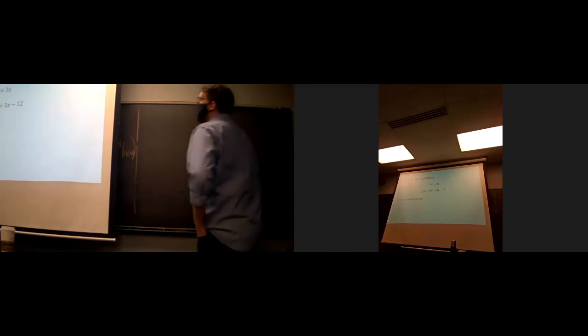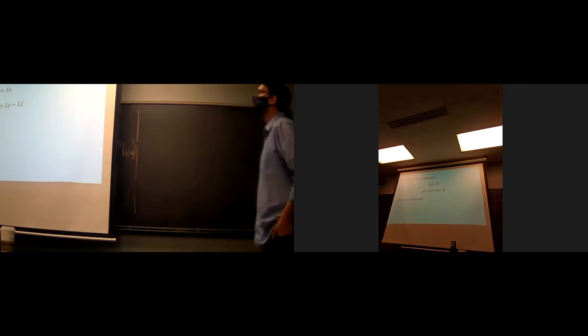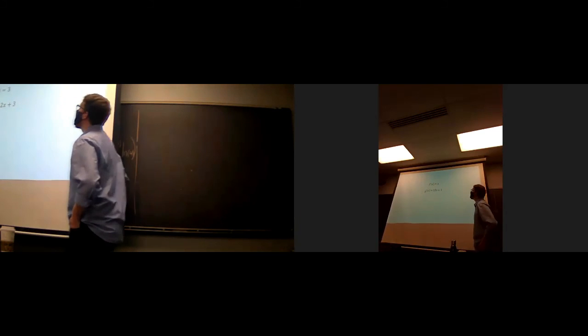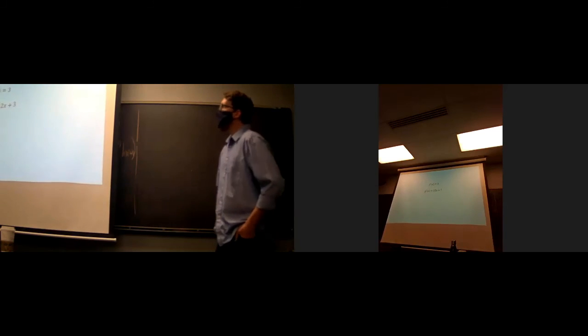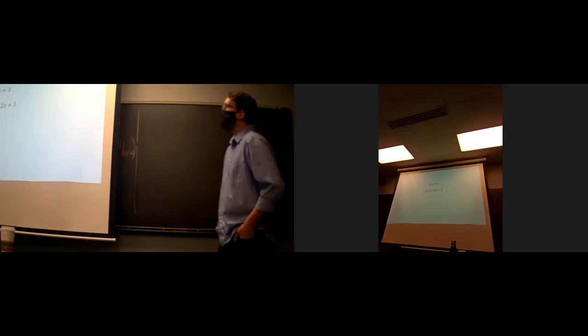So let's consider these first 2 examples. You've got a function, 3x. You've got another function, 6x squared plus 3x minus 12. We compute the derivatives. We get that f prime is equal to 3, and g prime is equal to 12x plus 3.